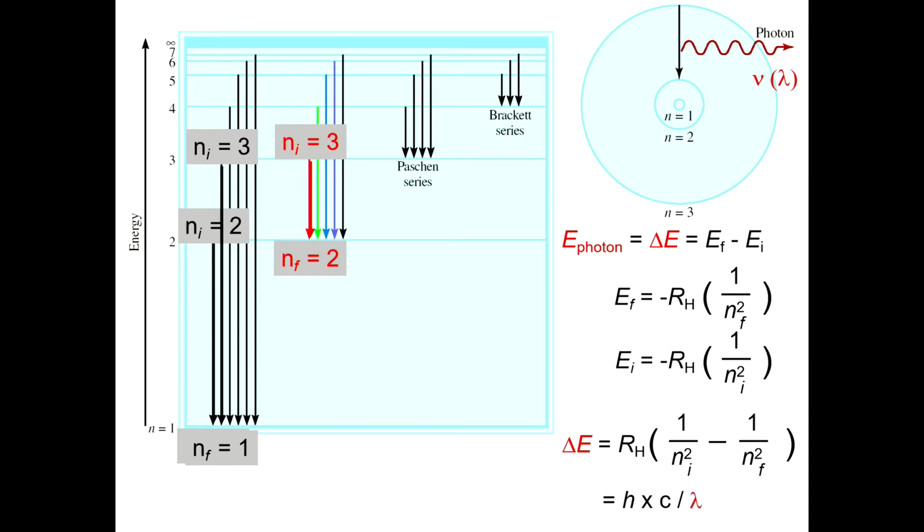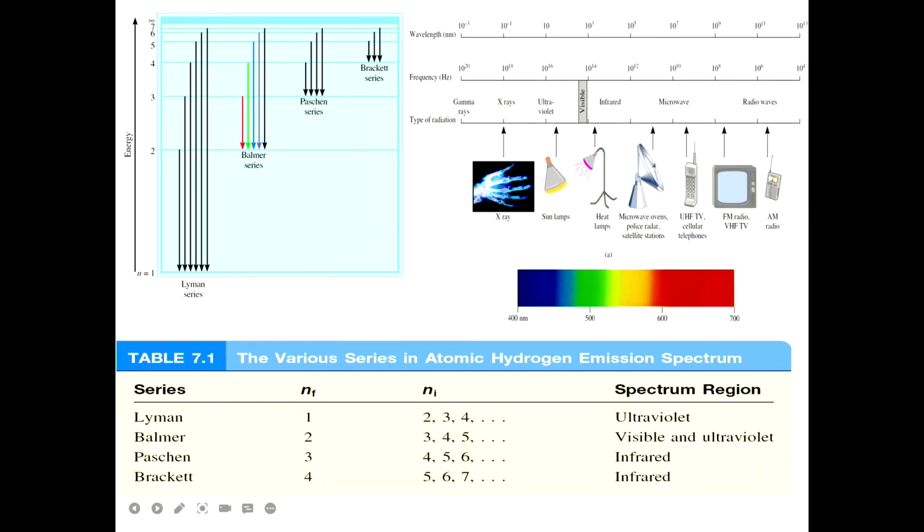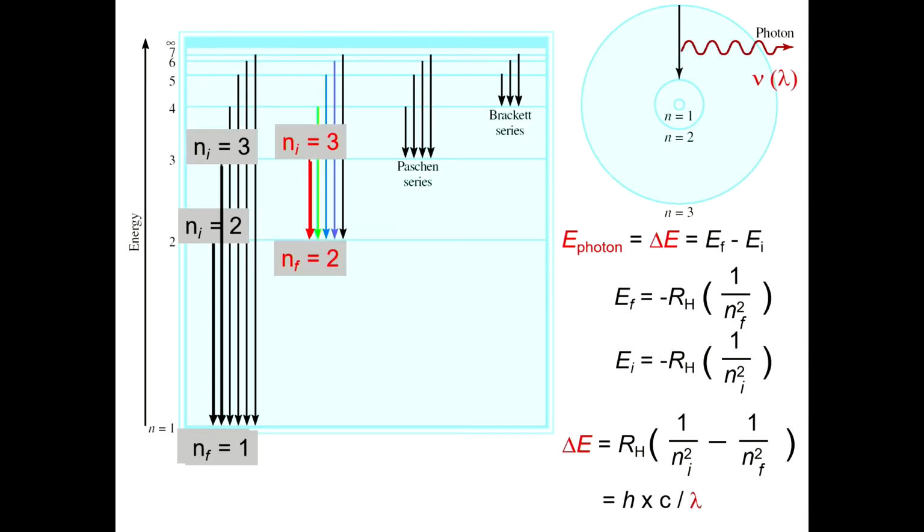For example, if one electron moves from outside to inside, it will release a photon. The energy of the photon is equal to the energy difference between these two orbitals. So we can write E_f is the final orbital and E_i the initial orbital. In this case, the final orbital is n equals 2, but the initial is n equals 3.